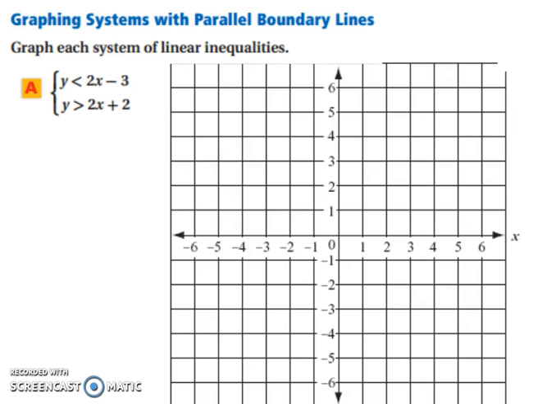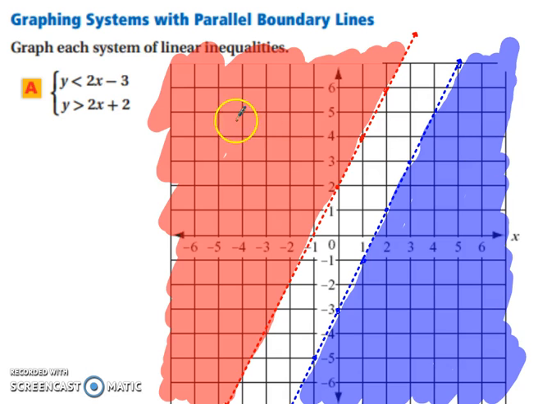What happens when we start trying to graph systems with parallel boundary lines? So we're going to graph each system of linear inequalities. So take a moment and graph both of these inequalities. Notice how after graphing both inequalities, there's no overlapping shaded section. There's no section that satisfies both inequalities. So therefore, there's no solution.